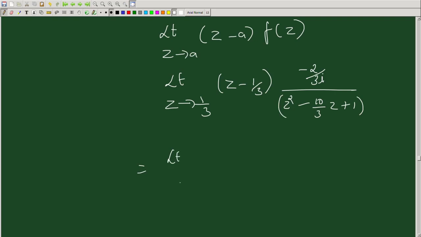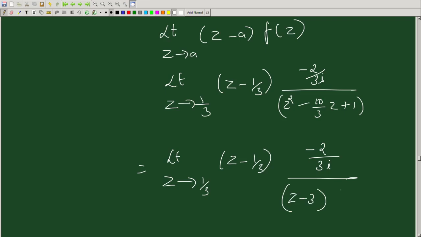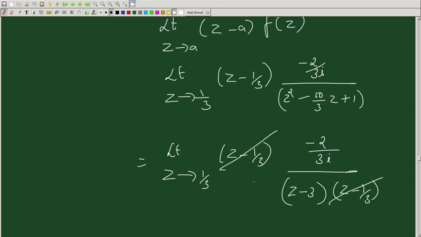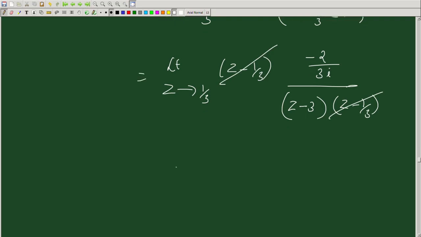So limit z tends to 1 by 3, (z minus 1 by 3) times numerator minus 2 by 3i divided by this factorization. So you can write (z minus 3) into (z minus 1 by 3). Once you multiply, you will get the same equation. Now this gets cancelled. While using the residue formula it is important and compulsory that the (z minus a) factor cancels. Then substitute the value of z, applying the limit, that's it.